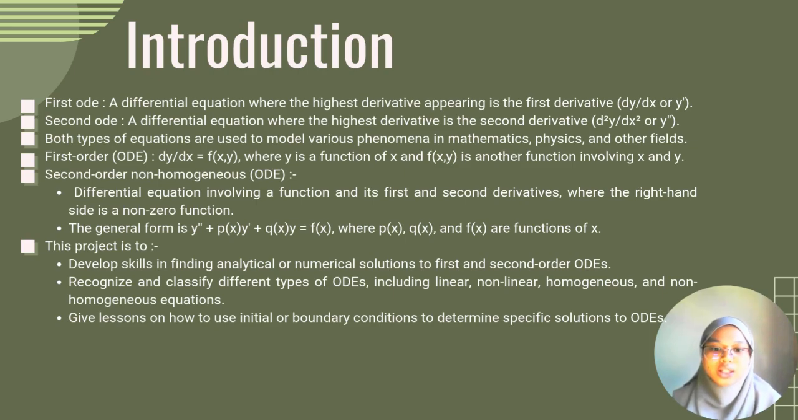First, a first-order ODE refers to dy over dx equals f(x, y), where y is a function of x and f(x, y) is a function involving x and y. Second-order non-homogeneous ODE is a differential equation involving a function and its first and second derivatives, where the right-hand side is a non-zero function. The general form is y double prime plus p(x)y prime plus q(x)y equals f(x), where p(x), q(x), and f(x) are functions of x.